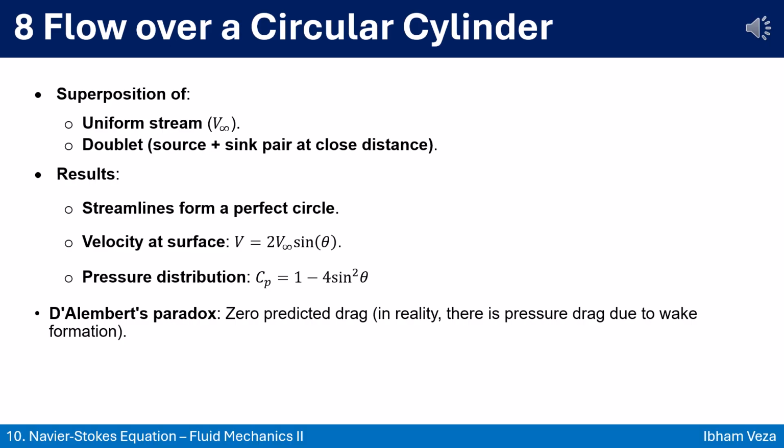But here's the catch. This model predicts zero net drag. According to the math, the forces balance out perfectly. This is D'Alembert's paradox. In reality, objects like cylinders experience substantial drag, mostly due to boundary layer separation and wake formation, factors that potential flow simply ignores.